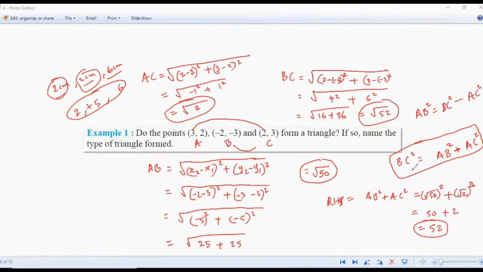What is the LHS of this equation? BC square. What's BC square here? Root 52 square. What is root 52 square? 52. So here RHS is 52, LHS is 52. RHS is equal to LHS. BC square is equal to AB square plus AC square. The condition for the Pythagoras theorem is satisfied. That means if the Pythagoras theorem is satisfied, this given triangle is a right triangle. The Pythagoras theorem will be satisfied only in right triangles. So the given triangle is a right triangle. That's the answer to the question.